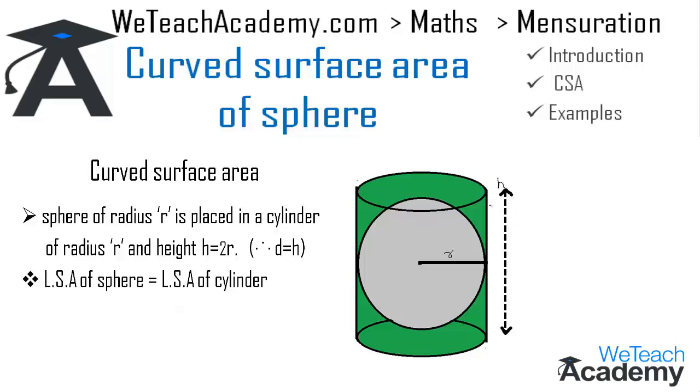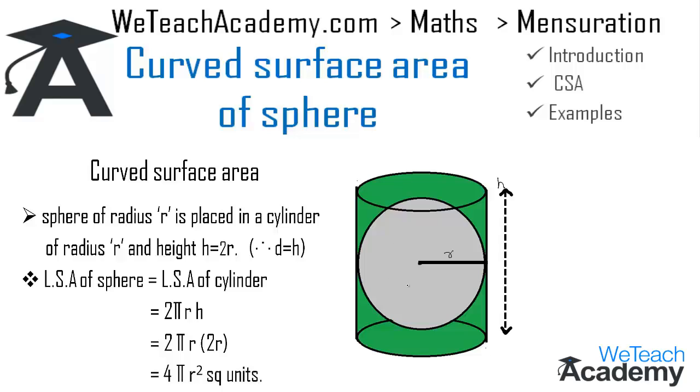Therefore we can say the lateral surface area of the sphere will be equal to the lateral surface area of the cylinder. And the formula to find the lateral surface area of a cylinder is 2 pi r h. Then substituting the value of h as 2r in the formula, we get 2 pi r into 2r. And then multiplying, we get 4 pi r square units as the curved surface area of the sphere.